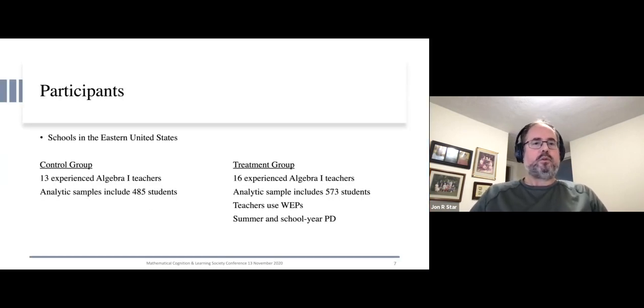The students that we worked with were from the Eastern United States, and in the treatment group, we had 16 teachers and their students. They worked with the WEPs and had some professional development, which I'll describe in a moment. In the control group, as a business as usual control, we worked with 13 other Algebra 1 teachers. Algebra 1 is taught in many US schools in the 8th and the 9th grade, and our teachers were split across the 8th and the 9th grade.